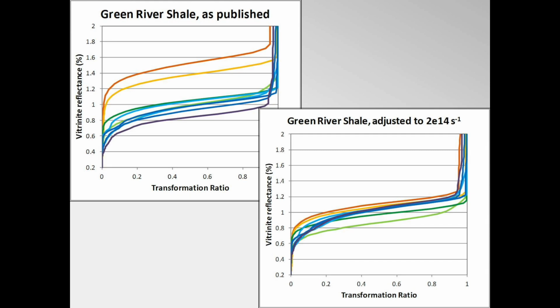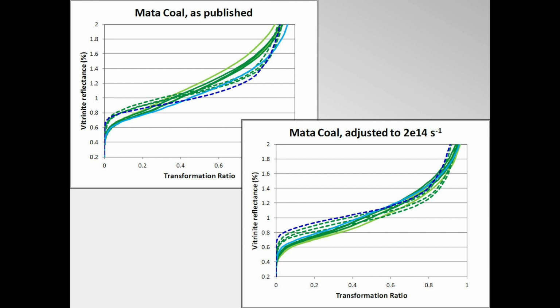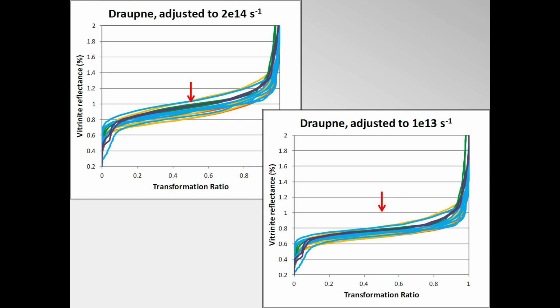Much of the variability in the Green River Shale disappears completely when we adjust the A factor. Clustering among the Mata coal samples has also become tighter using the adjusted A factor than it was using the published ones. But what would happen if we chose a different standard A factor? Previously, we looked at 2E14. Suppose we made it 1E13.